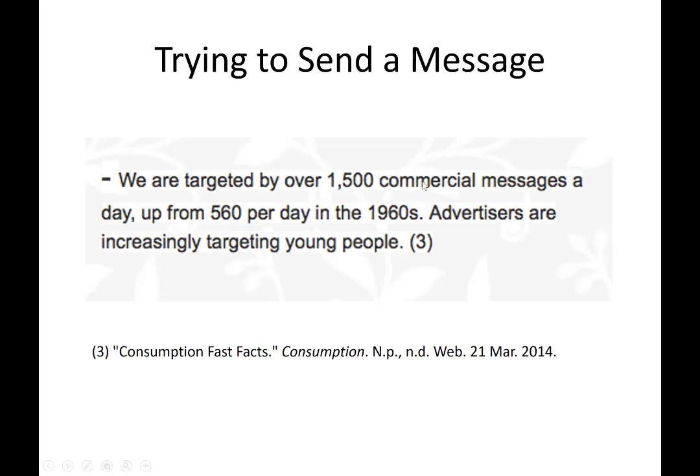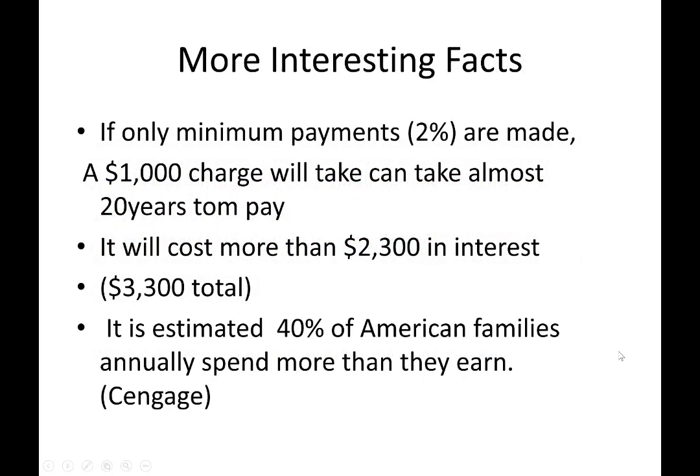A lot of things are thrashed and we constantly rebuy. We are targeted by a lot of commercial messages, and I'm not talking just about TV commercials, because you get advertisement in all different forms now because of the web, through your social media and through your phone. They're constantly targeting young people. It used to be about 560 per day in the 60s, and it's up to about 2,000 commercial messages potentially. So that's a lot. They're going after young people.